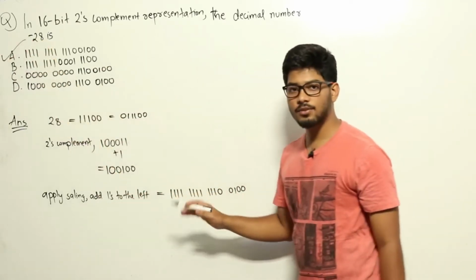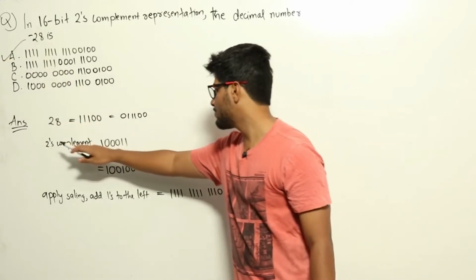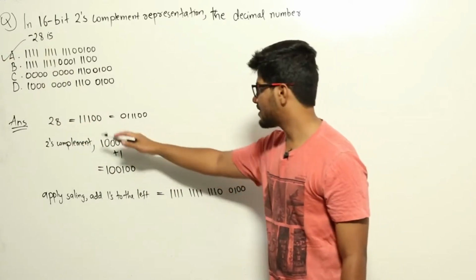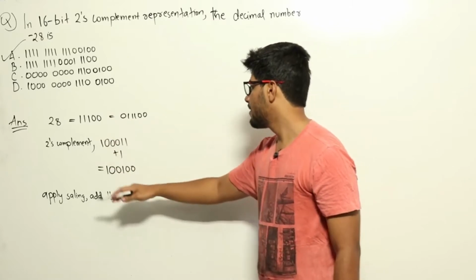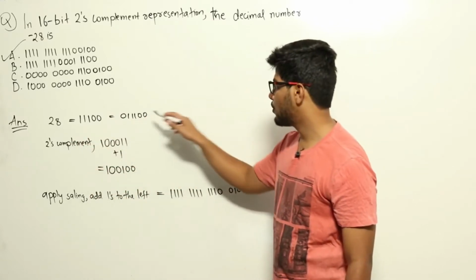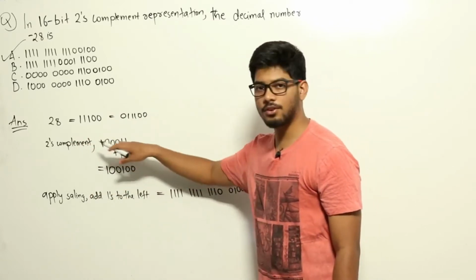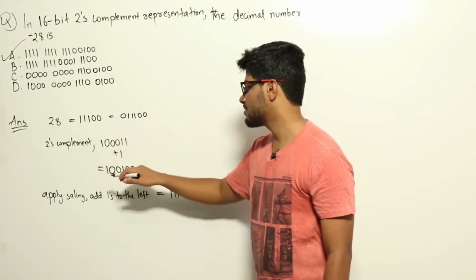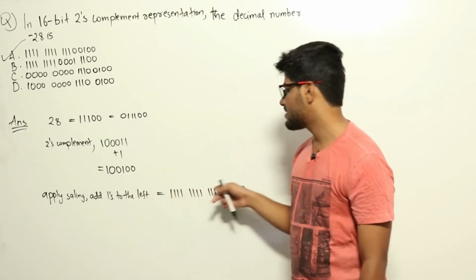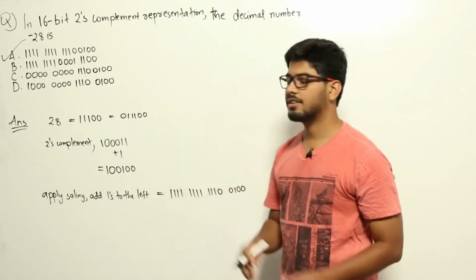Instead of doing it like this, you could have represented 28 using 16 bits, and then after that you could have done the 2's complement operation, but then you would have to write more bits, and here I just did the calculations using 6 bits and got the answer. At the end I was just adding ones. So option here is A.